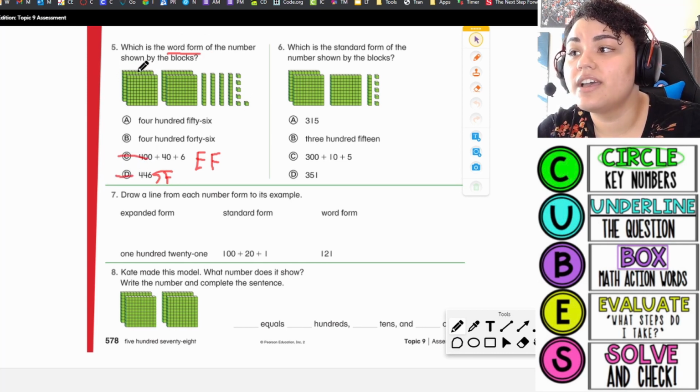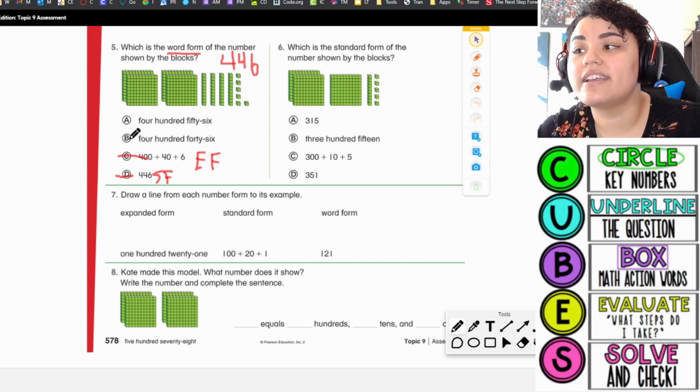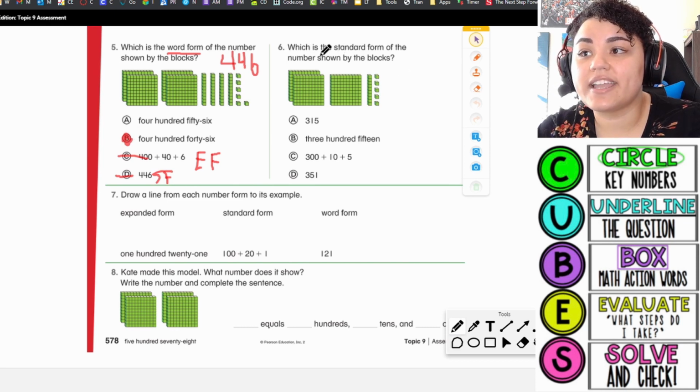So let's count. 100, 200, 300, 400, 10, 20, 30, 40, 41, 42, 43, 44, 45, 46. What is the word form? Is it 446 or 456? It's 446.